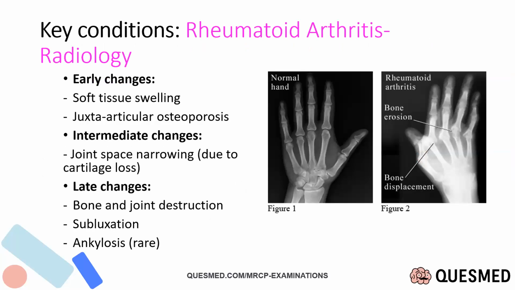So just things to look out for on the x-rays that you will do. You may see just in the early disease some soft tissue swelling. You may see a little bit of juxta-articular osteoporosis. Then as the disease progresses, you're going to see joint space narrowing with cartilage loss. You're going to see bone and joint destruction and subluxation. Now, I hope that we don't see people like that as much anymore because of all the therapies, but you can still see older patients presenting like that.